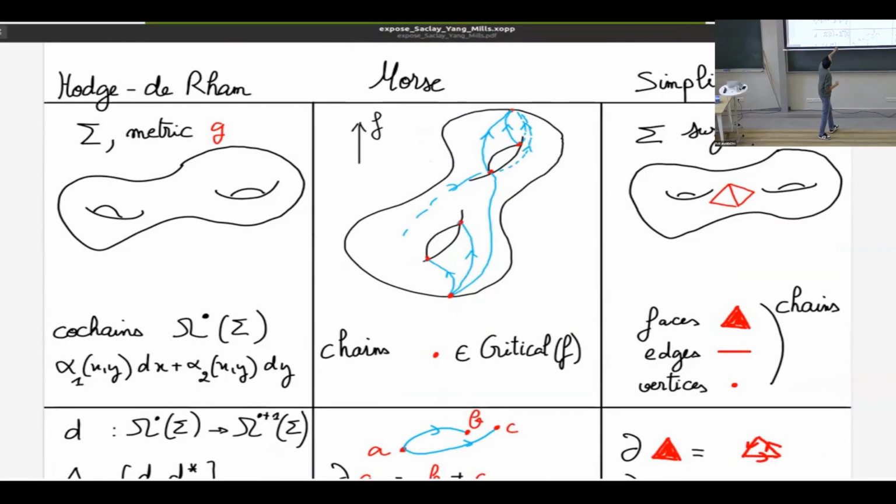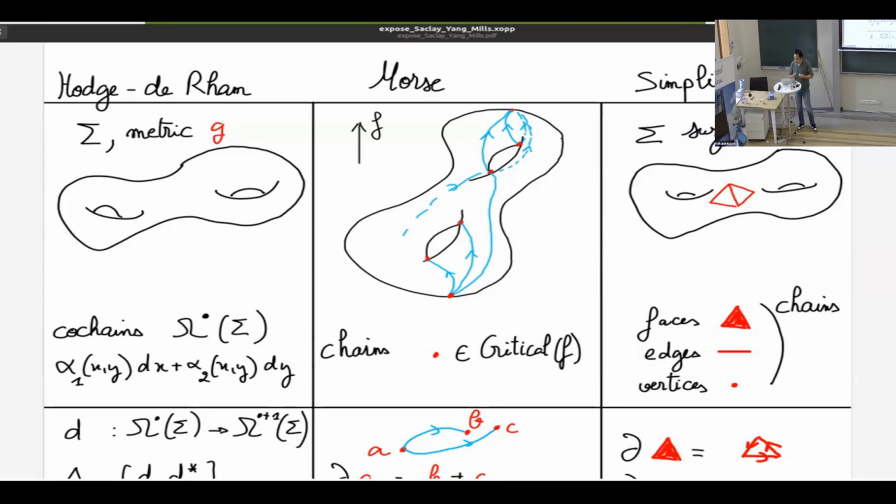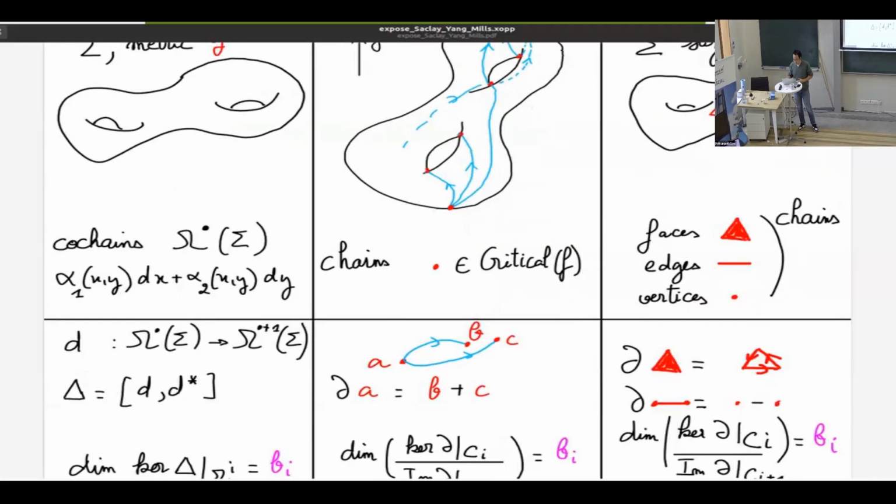A second way to compute the homology of a surface is to use Morse theory. And so you consider a Morse function on your surface. Here I draw the critical points of the Morse function in red. Now the chains of your complex will be made of critical points of various indices. The indices of the critical points will play the role of the dimension of the objects in your chain complex.